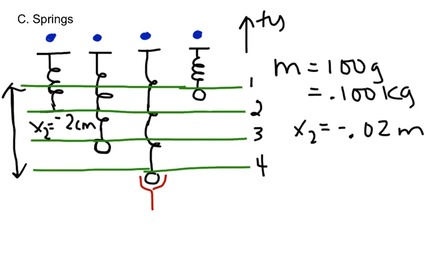0.02 meters. And let's also say when the spring goes all the way up, so it's compressed to its maximum point at position 1, let's say that it compresses, we'll call that x sub 1, a positive 1 centimeter. So x sub 1 is a positive 0.01 meter.